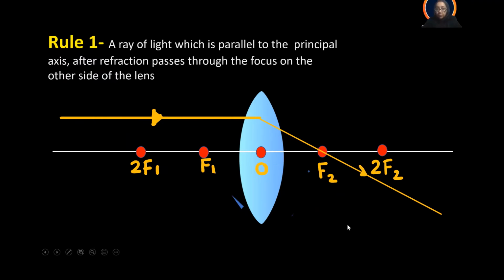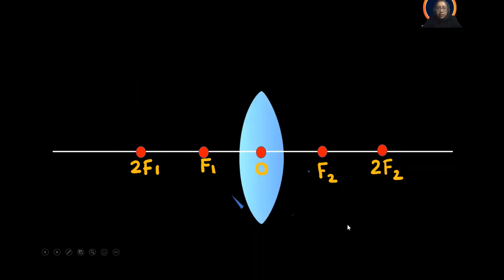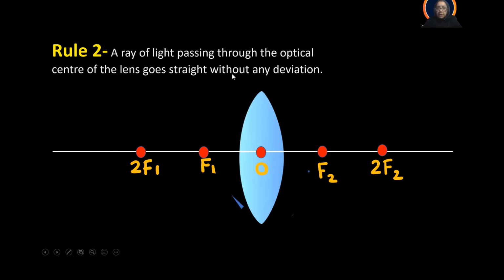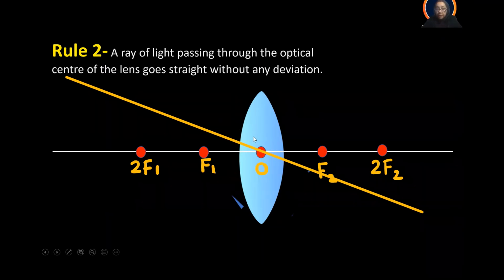So this is the first rule. The second rule is that whenever the ray of light is passing through the optical center of the lens, it goes straight without any deviation. So whenever the light is passing through the optical center, there is no deviation at all. The refracted ray's path is the same.